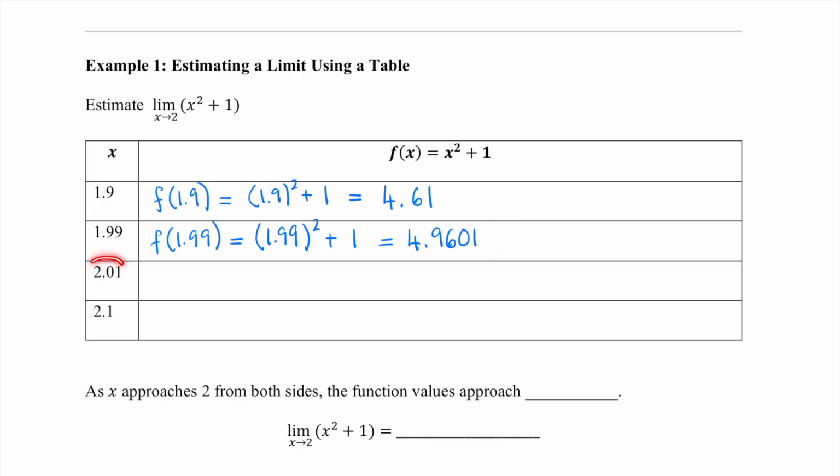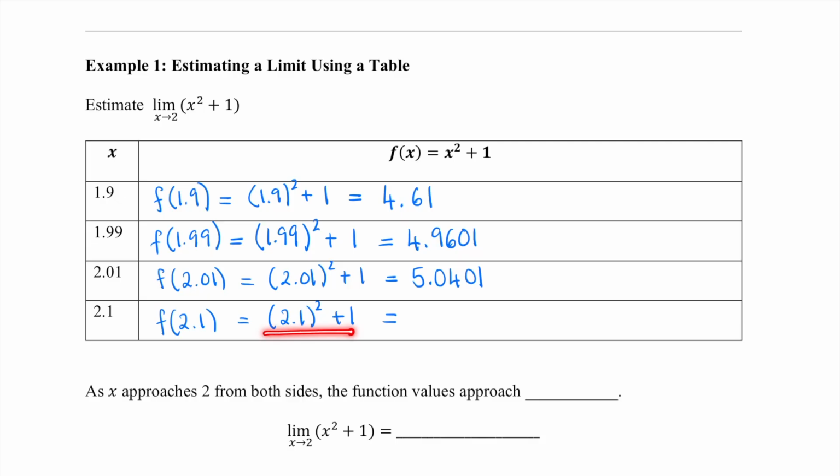When x equals 2.01, I substitute x with 2.01 to find the function value. 2.01 squared plus 1 is 5.0401. When x equals 2.1, I substitute x with 2.1. 2.1 squared plus 1 is 5.41.